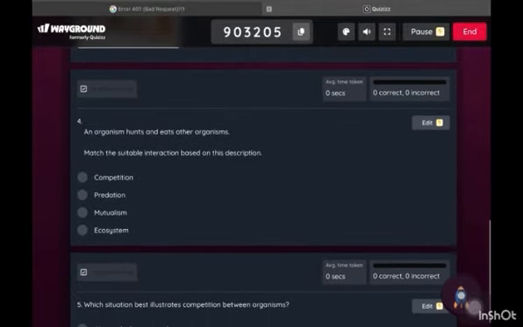Let's move on to question 4. An organism hunts and eats other organisms. Match the suitable interaction based on this description. So, what do you think this interaction is about? Competition, predation, mutualism, or ecosystem? You may choose your answer.